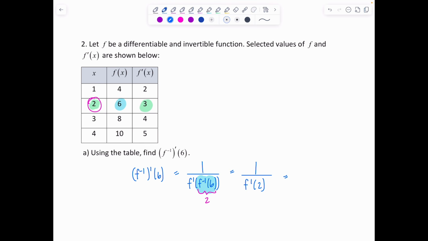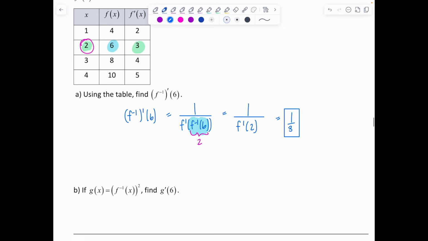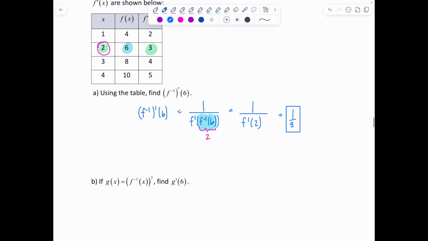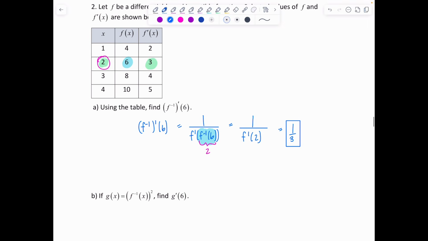Are you okay? Slightly traumatized? If you know the formula, it's not bad. And you just got to make sure you keep it straight. Ooh, this one's spicy. I love it so much. g of x is f inverse of x squared. Find g prime of x. So we have to do chain rule along with this formula too.